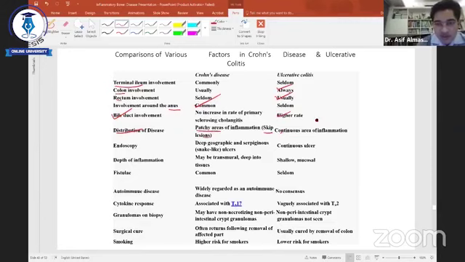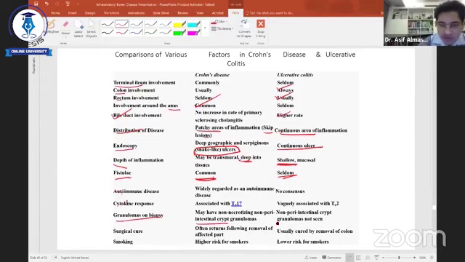In case of ulcerative colitis, continuous. Endoscopy: there will be snake-like ulcers in case of Crohn's disease, and continuous ulcers in ulcerative colitis. Depth, shallow in case of ulcerative colitis, deep in case of Crohn's disease. Fistula, common in case of Crohn's disease, rare in case of ulcerative colitis. Both are autoimmune disease. These are not very important, but granuloma, yes. In Crohn's disease, there may be granulomas. In ulcerative colitis, no granuloma seen.